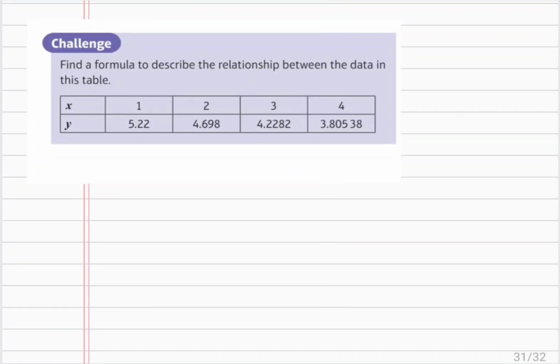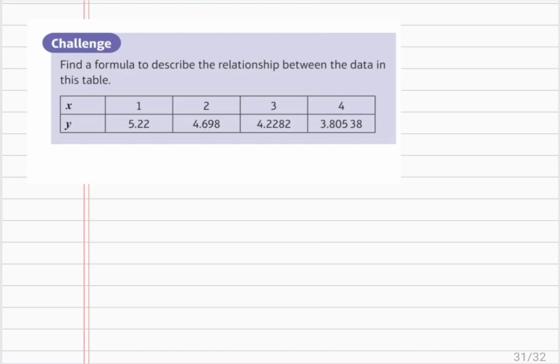Hi everyone, this video is an exercise 14H challenge and we want to find a formula to describe the relationship between the data in this table. This is a very interesting question because there are multiple ways of solving this. And one interesting way that I'm going to solve in this video is by finding patterns.